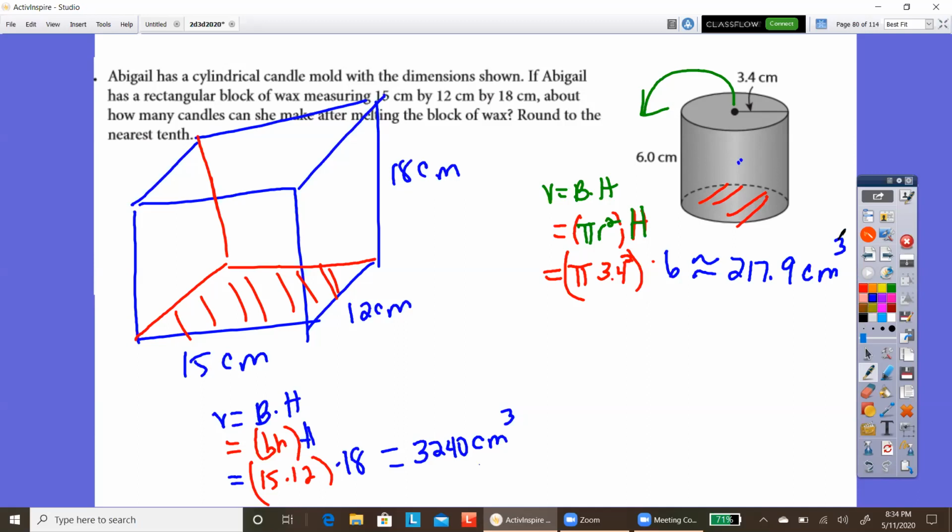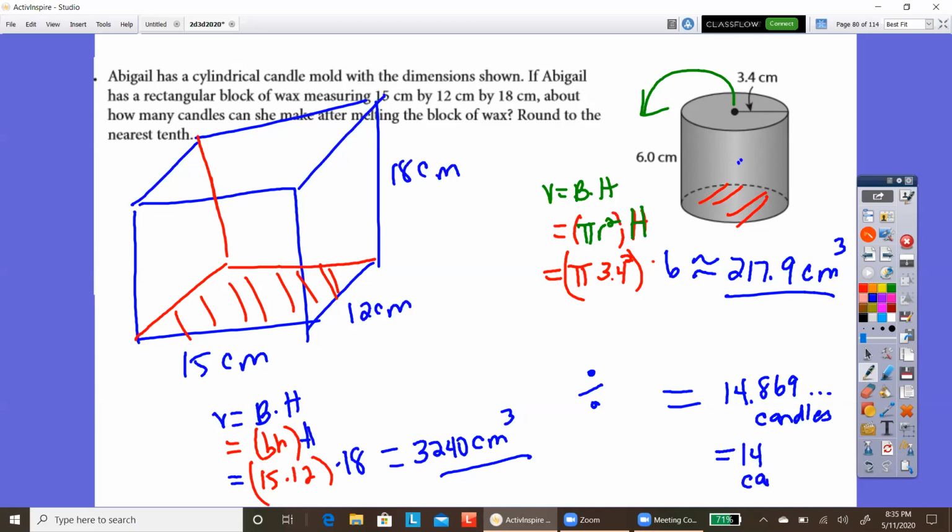So this is the number of total cubic centimeters of wax that you have. Each mold takes up this much. So if you divide 3240 by 217.9, you're going to get 14.869... candles that you can make. But you can't make a fraction of a candle. So how many full candles can you make? You can make 14 candles, and you're going to have some left over.